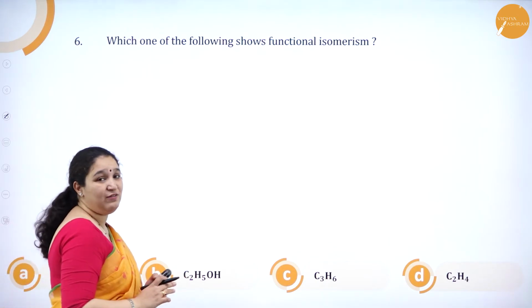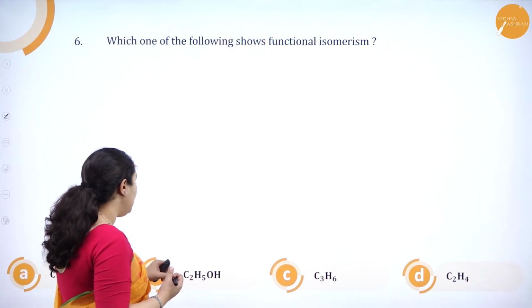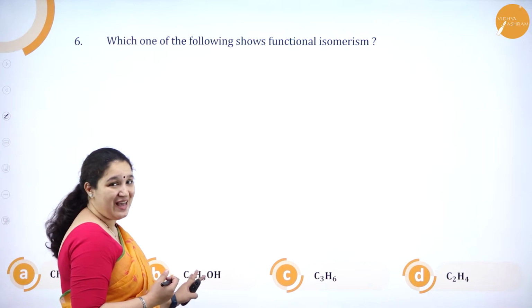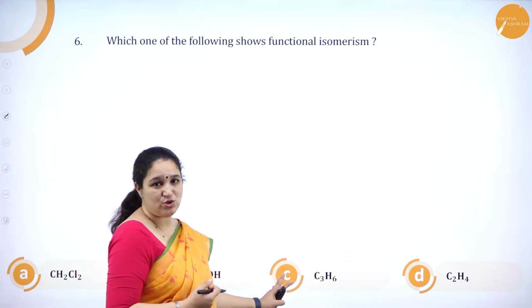CH2Cl2 cannot show functional isomerism because chlorine is not a functional group, it's a substituent. C2H5OH, this can show functional isomerism. C3H6 cannot show functional isomerism.